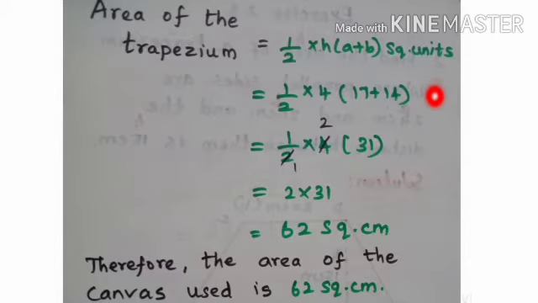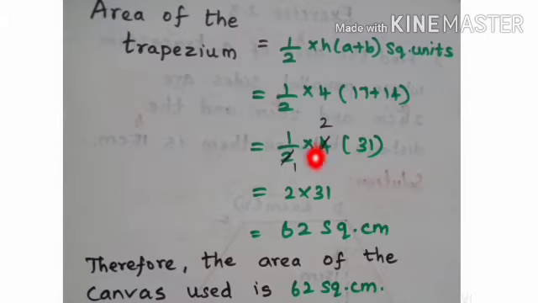Now in this next step, what will we do? We have to substitute all the given values. So the value 1 by 2 into the value of h is 4, the value of a is 17 plus the value of b is 14. Now by using the BIDMAS rule, we have to do the calculation within the bracket first. So 17 plus 14 is 31. So we get 1 by 2 into 4 into 31.